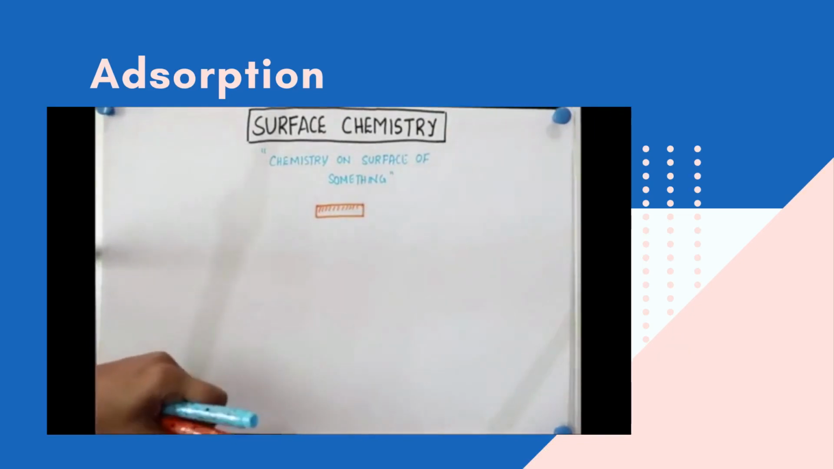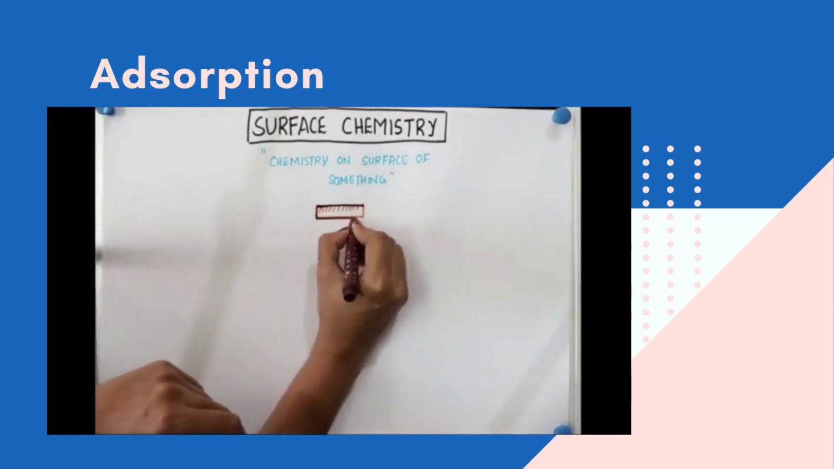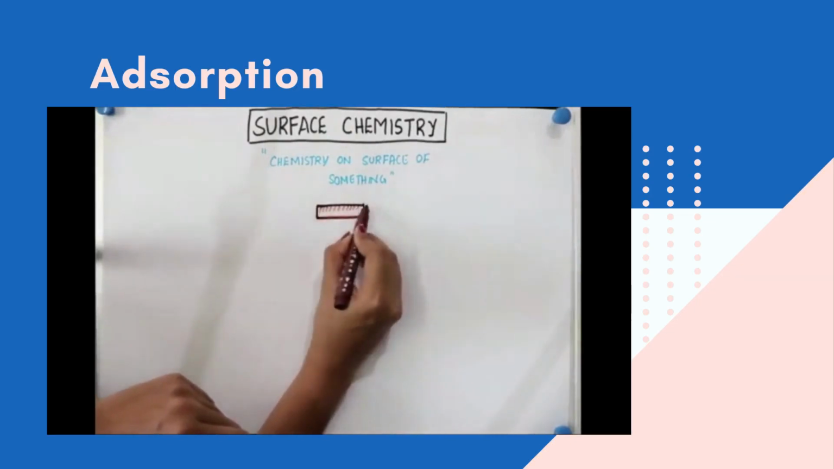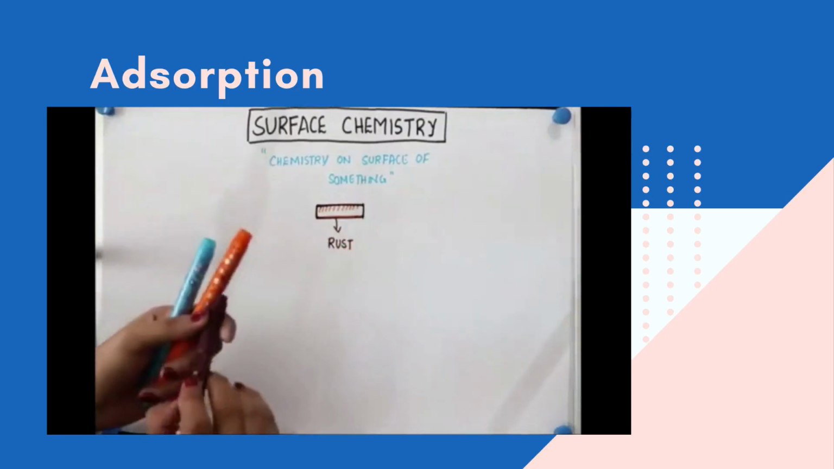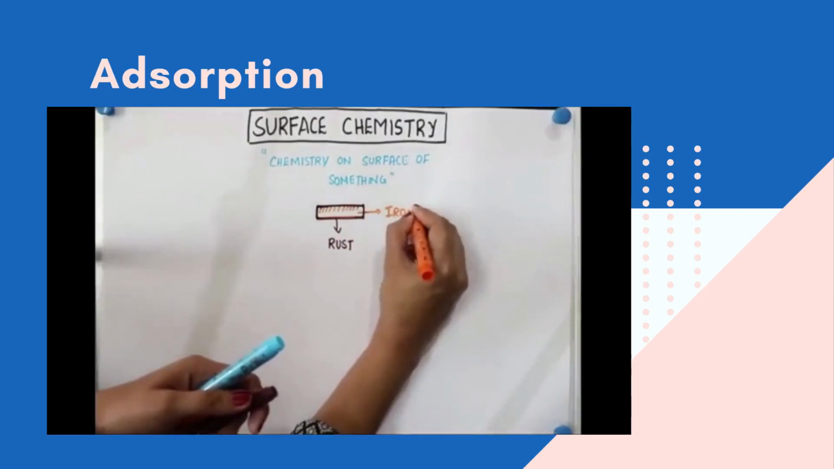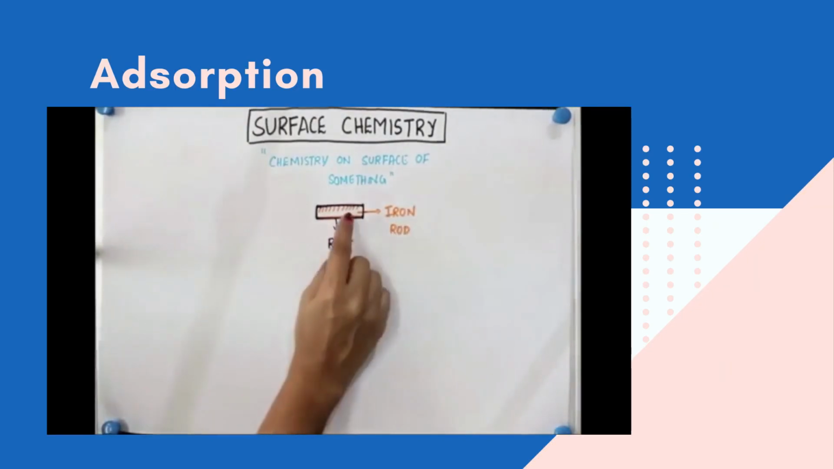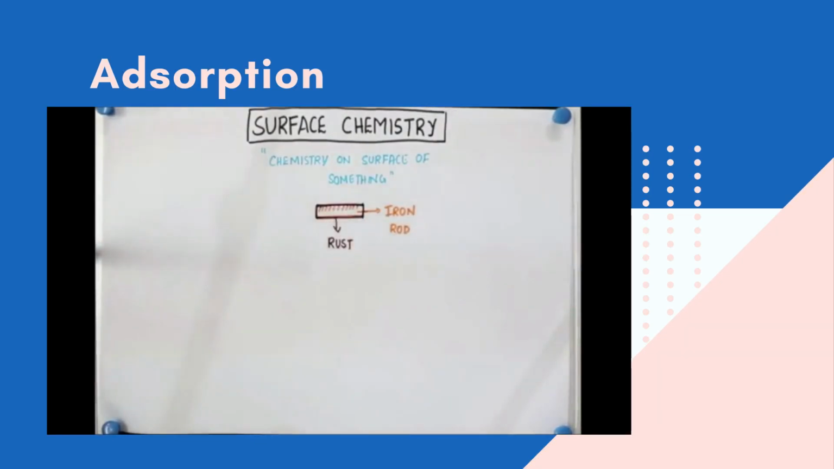And usually we can see that one layer deposits on the surface of iron. If we just remove that, the inner surface will still be iron. It won't affect that. So only the particles will be deposited on the surface. That's what we call rust. And you're saying that that is a surface phenomenon, right? Yes, that's correct. So this is surface chemistry because the reaction has taken place only on the surface and not inside the substance.